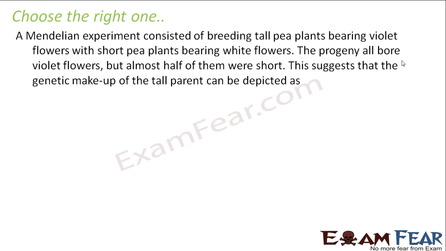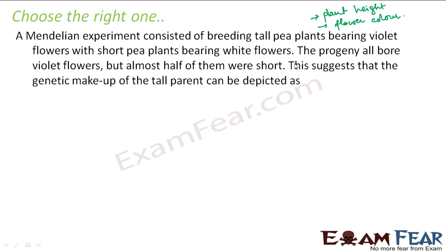The first one. A Mendelian experiment consisted of breeding tall pea plants bearing violet flowers with short pea plants bearing white flowers. So here you have two contrasting characters. One is the height of the plant and the other one is the color of the flower. So what are the two contrasting characters here? Plant height and flower color.